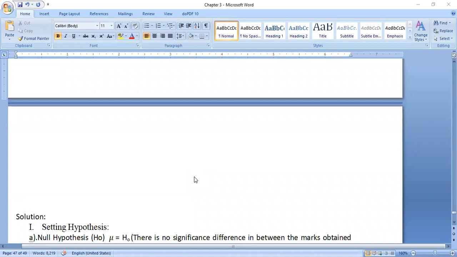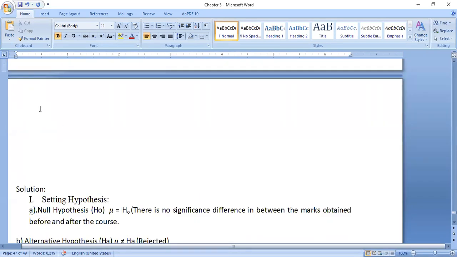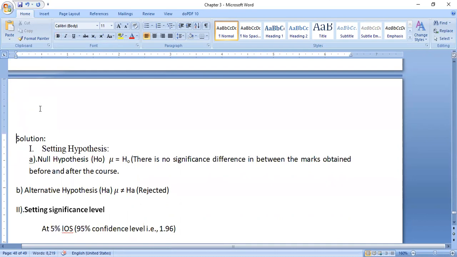Is anybody ready to answer the testing of hypothesis procedure? Which procedure are we going to follow? Steps in testing hypothesis. Anyone? Listen, there are 5 steps. Tell me. Setting up hypothesis.